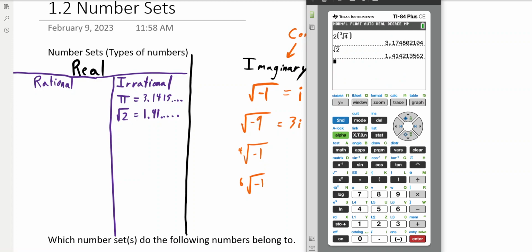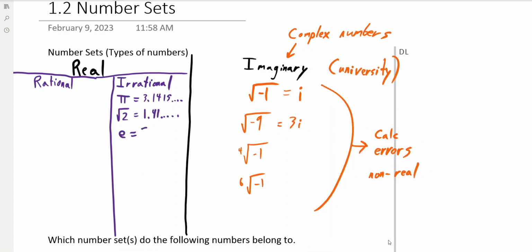Another special irrational number is the letter e. So this can be shown right there. That is Euler's constant, and it's 2.718 dot dot dot. So e is 2.7, and I'm just going to say 2.7 dot dot dot. Okay, so those are all irrational numbers. Is the square root of 4 an irrational number? Think about it.